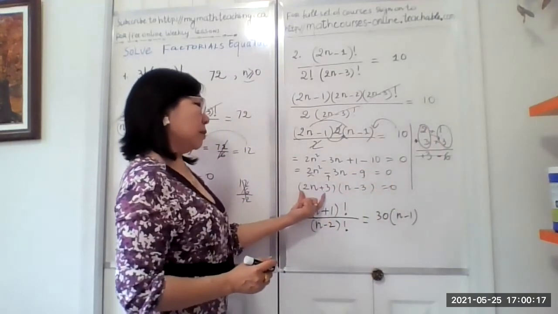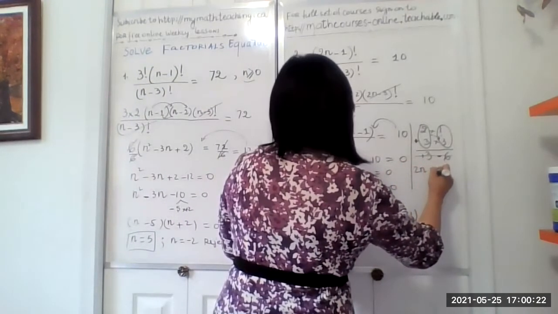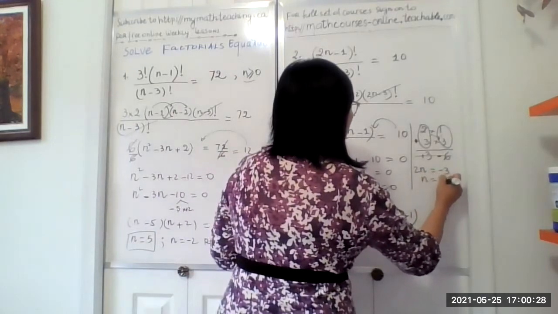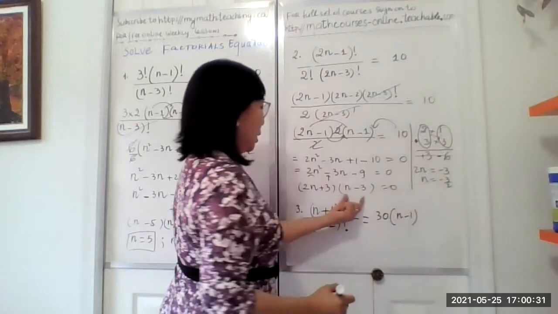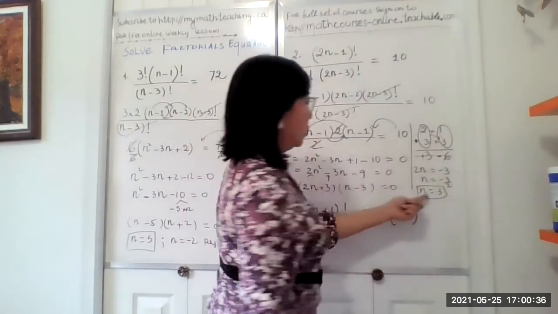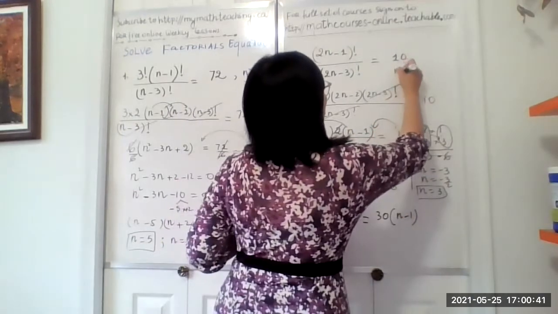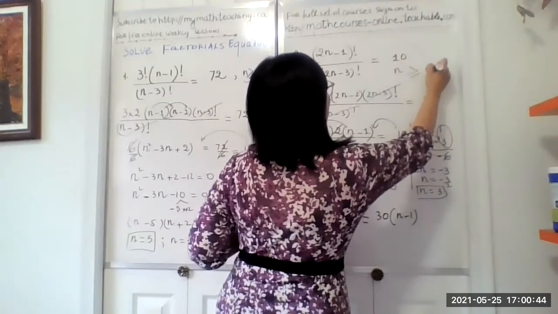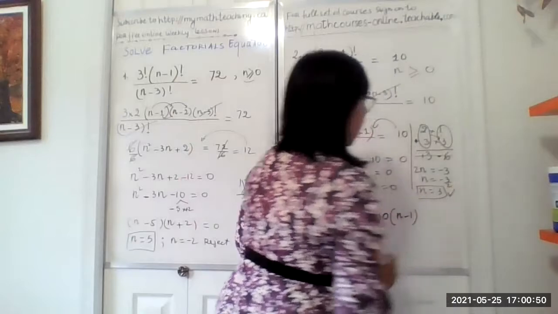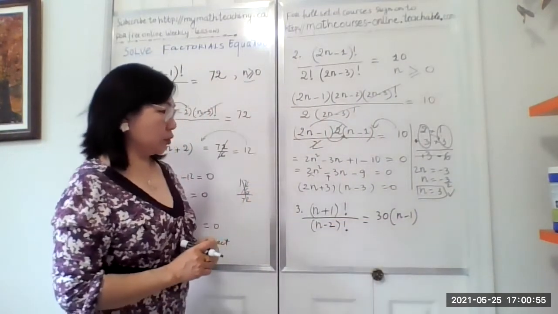So now I'm going to set one bracket equals 0 and solve for n. So I will have 2n equals minus 3 if I move this over, right? And n will be equal to minus 3 over 2. And this one will be n equals 3. Now it turned out only one correct answer because the negative we don't want to have. The condition is that n has to be bigger than or equal to 0 again. So we only accept this answer, n equals 3. So that's how we solve the second equation.